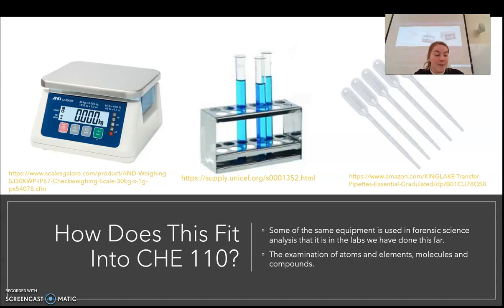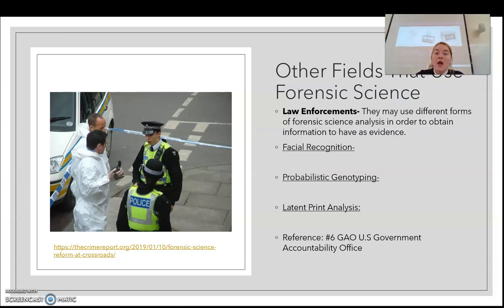So how does this fit into Chem 110? This relates to forensic science by using these tools up above, as well as examining compounds that may be mixed in order to find out key crucial information in a crime scene. Other fields that also use forensic science are law enforcement. They may use different forensic science methods in order to obtain their evidence, like facial recognition, probabilistic genotyping, and latent print analysis.